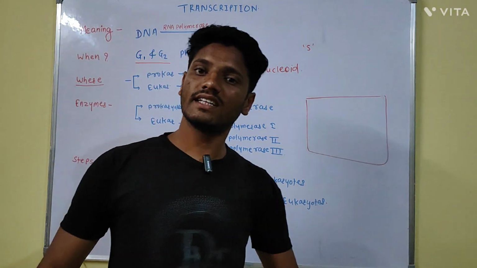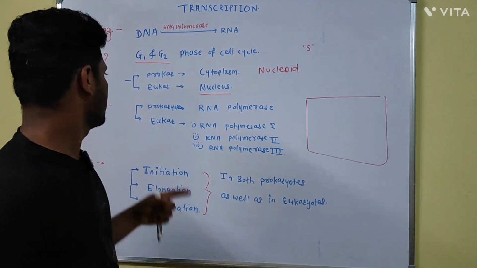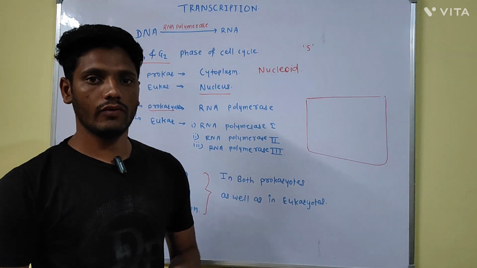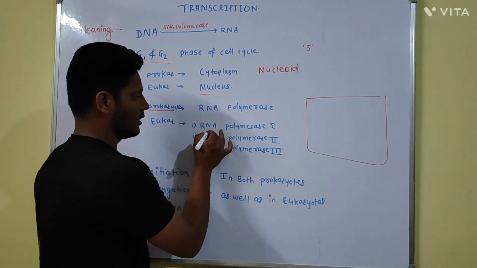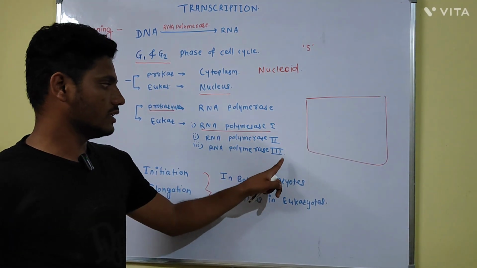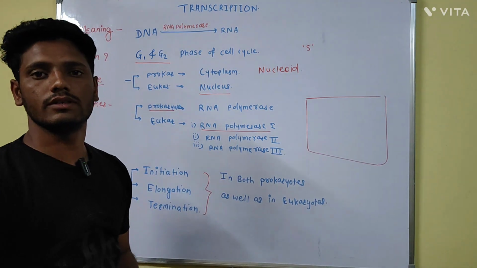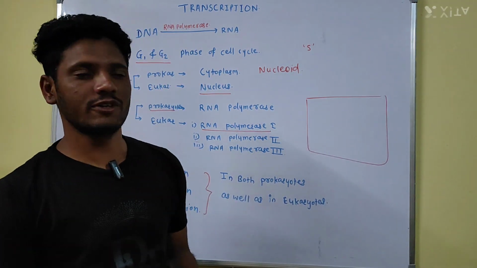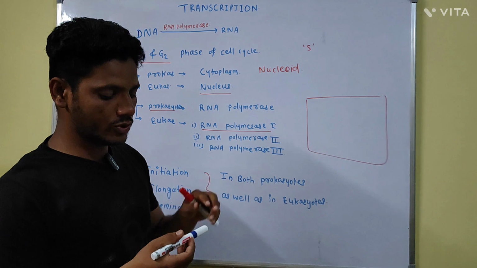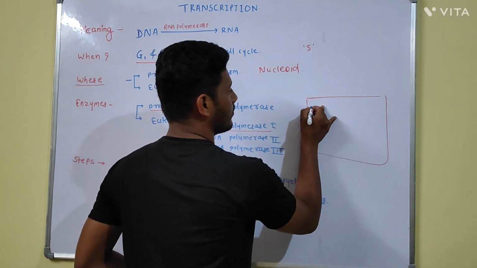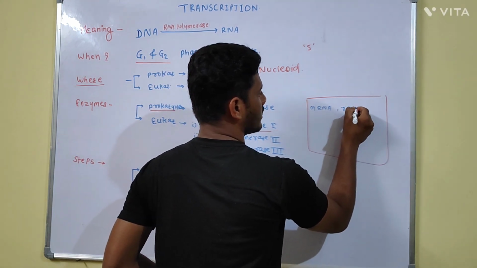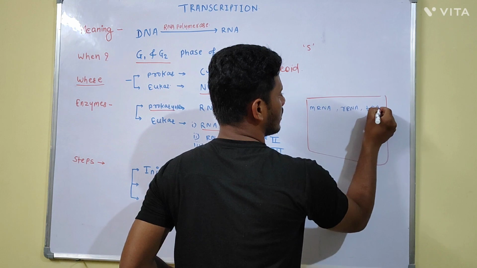Then the enzymes in the transcription process: in case of prokaryotes, only a single enzyme, the RNA polymerase, is required, while in case of the eukaryotes, mainly RNA polymerase 1, RNA polymerase 2 and RNA polymerase 3 enzymes are required. In case of the prokaryotes, this single RNA polymerase enzyme will transcribe all types of the RNA, that is mRNA, ribosomal RNA, and the tRNA.